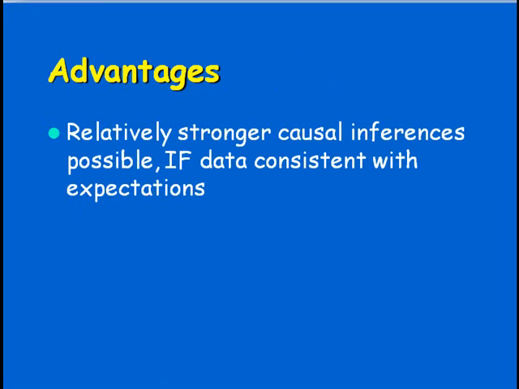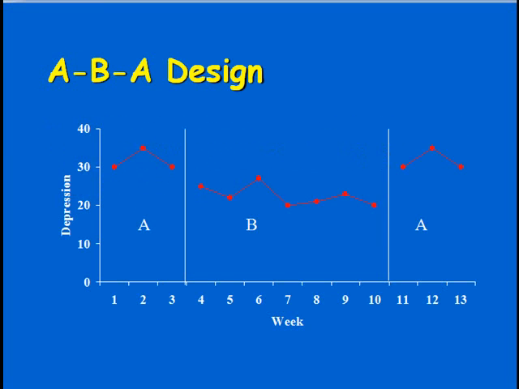And again, as I had mentioned, the main advantage of an experimental design is that you have relatively stronger causal inferences possible if the data is consistent with your expectation. That is, if you're able to what's called retrieve the baseline. And let's go ahead and look at an example.